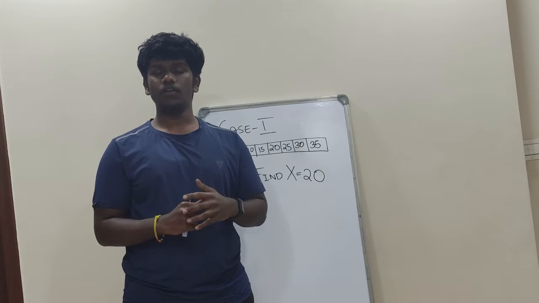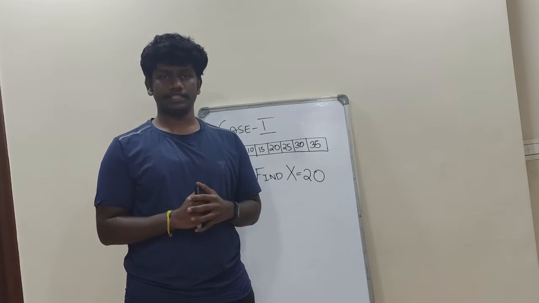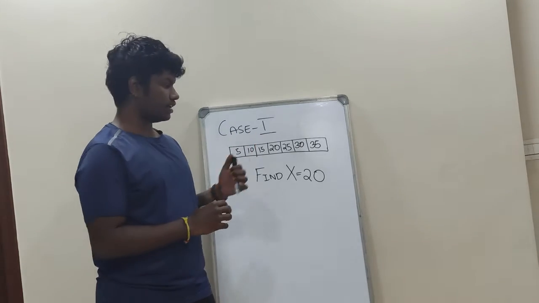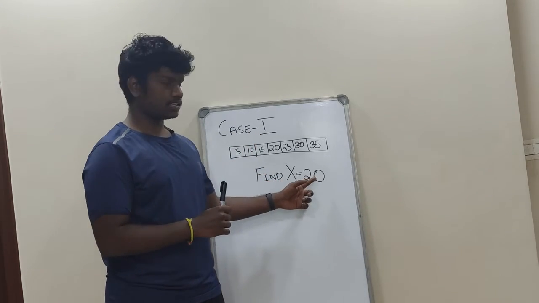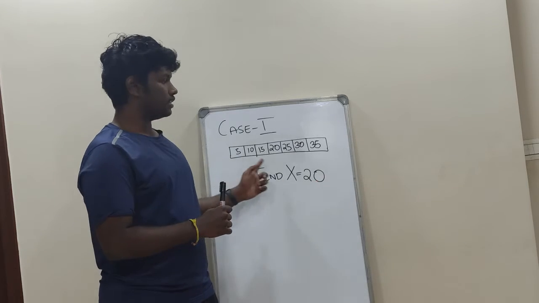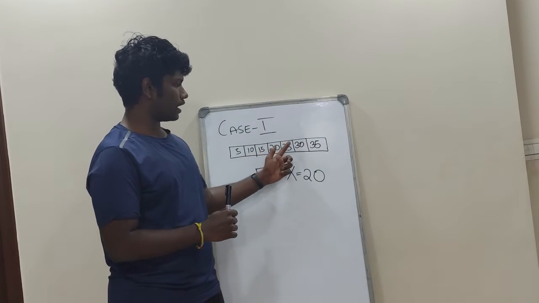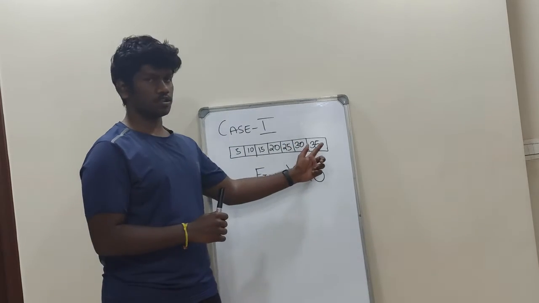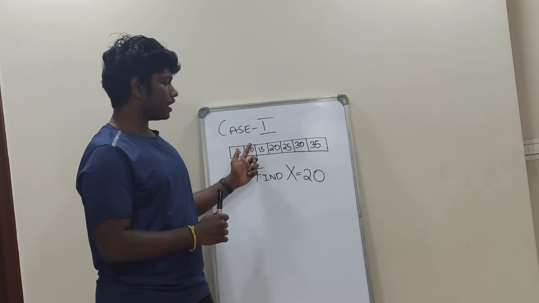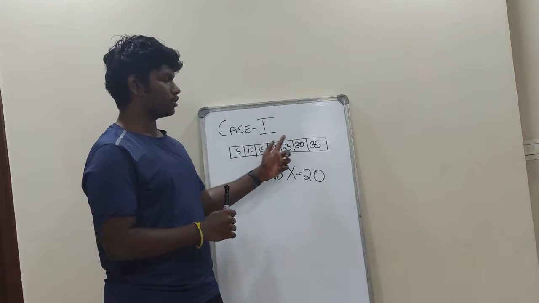First, let's see how linear search works, taking a few cases. So here, case 1, we are trying to find x, which is 20, in a list. Here this list is of 5, 10, 15, 20, 25, 30, 35. This list has 7 elements. So we are trying to find the element 20 among this list.